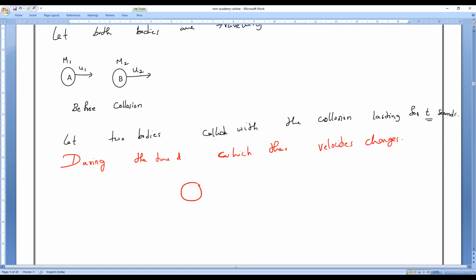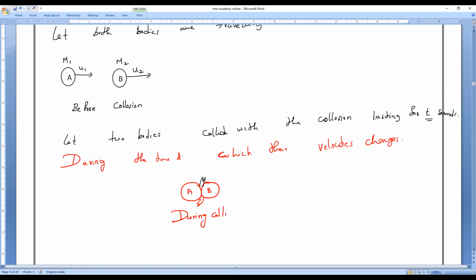So let me draw directly. Now this is body A, and A comes and hits body B. So during collision I will show the sparks. It is in the same forward direction, so A's velocity is more than B's velocity. Do you understand? Then both will collide. So this is during collision.